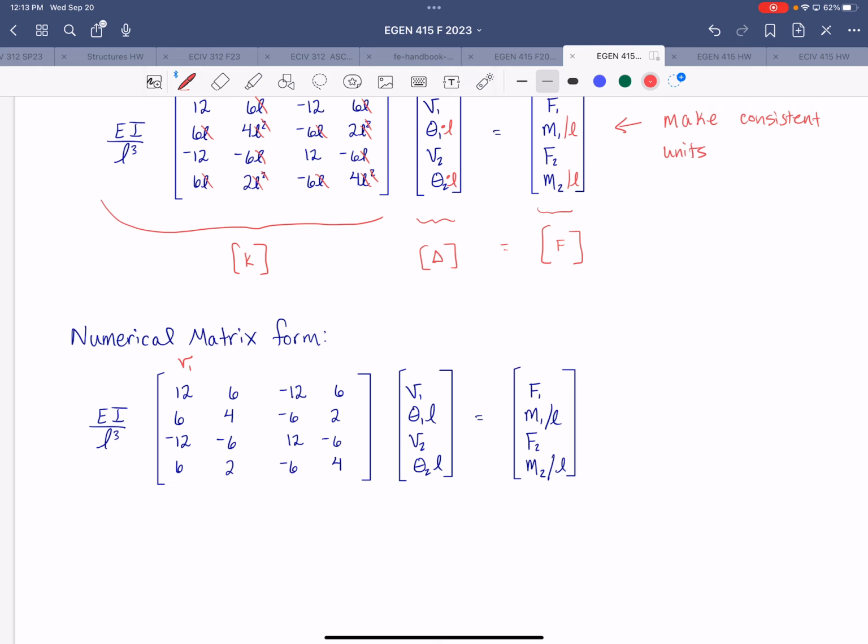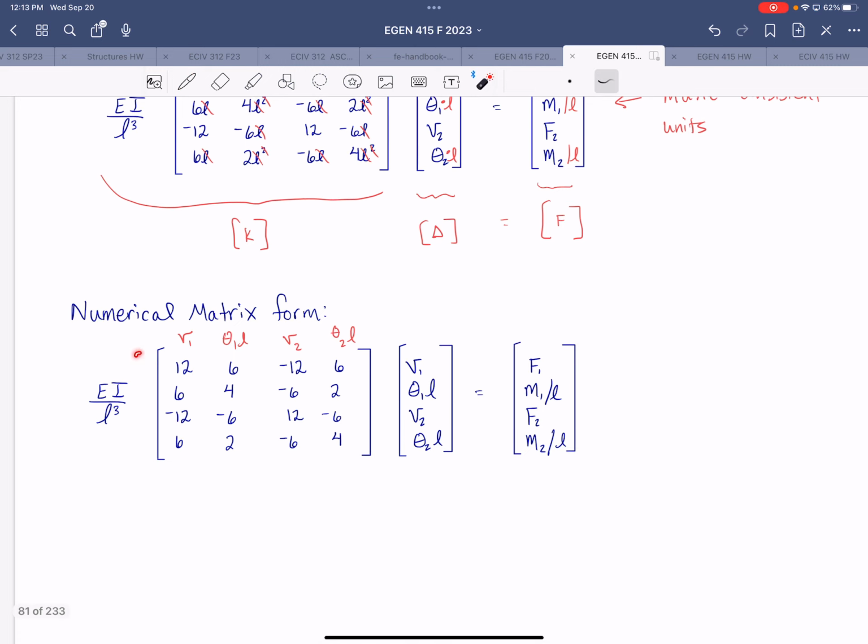First column, right, is multiplied by V1, second column by theta 1L. Third column is multiplied by V2, and fourth column is associated with theta 2L. I always like to label the columns of these matrices according to the displacements that they're associated with, just as a reminder that that's what they're going to be multiplied by. You don't have to do that, but that's what I like to do. And then note that this matrix is symmetric about the main diagonal, so that will always be the case.